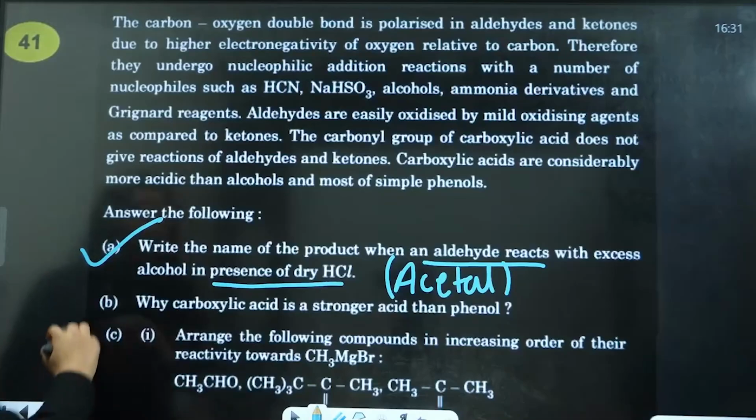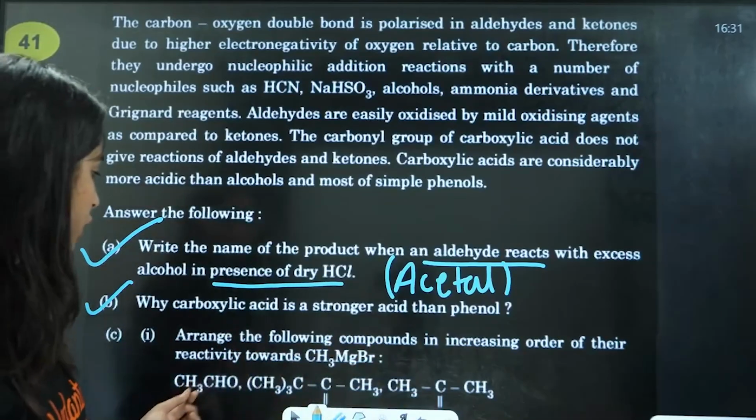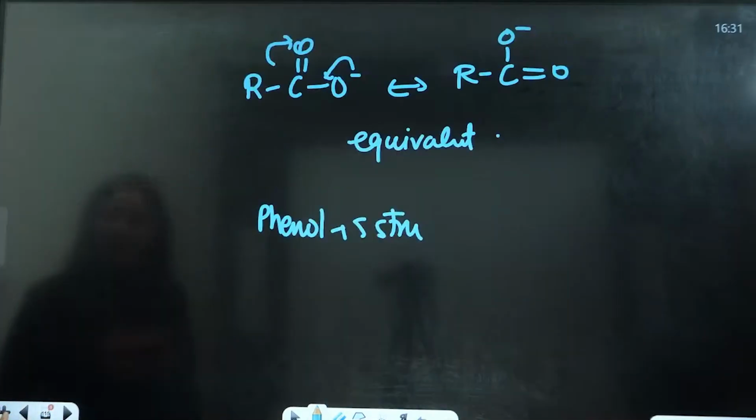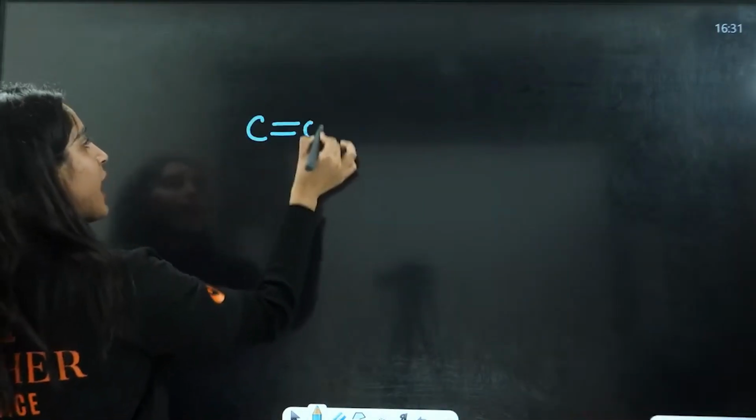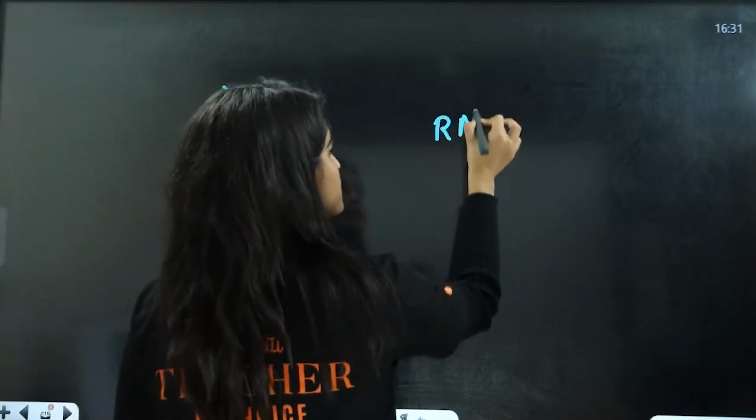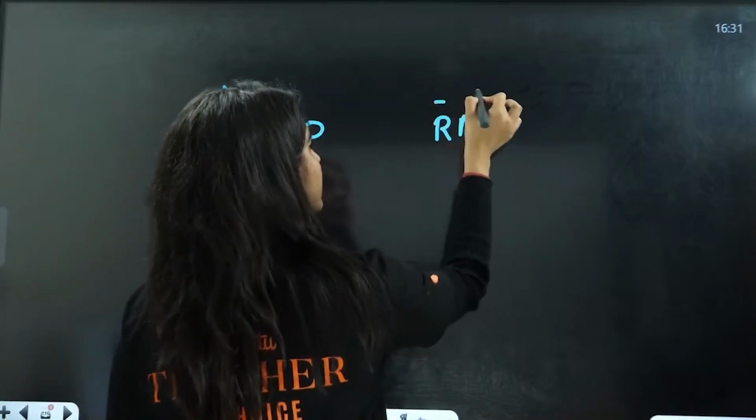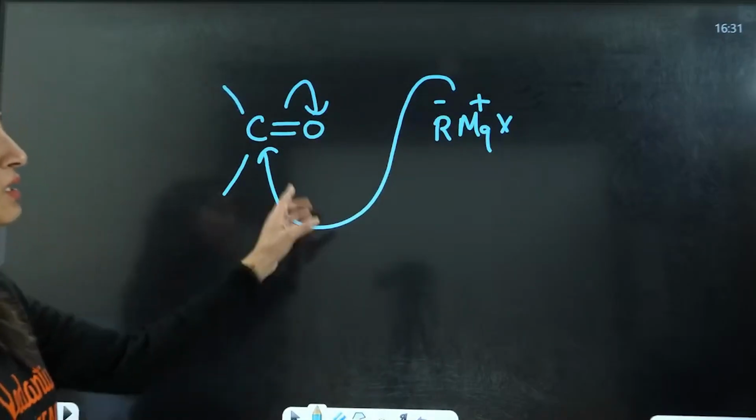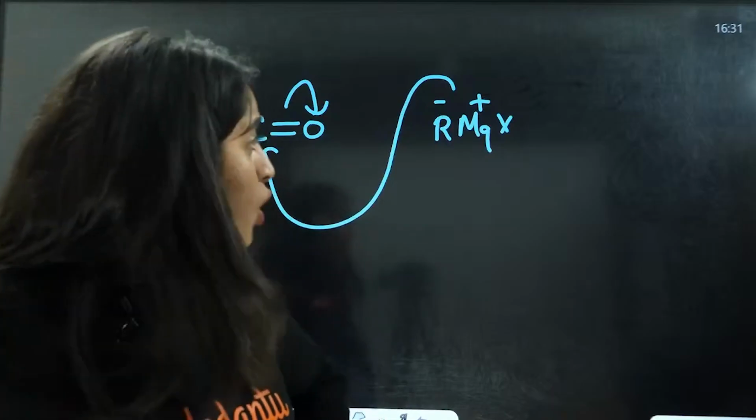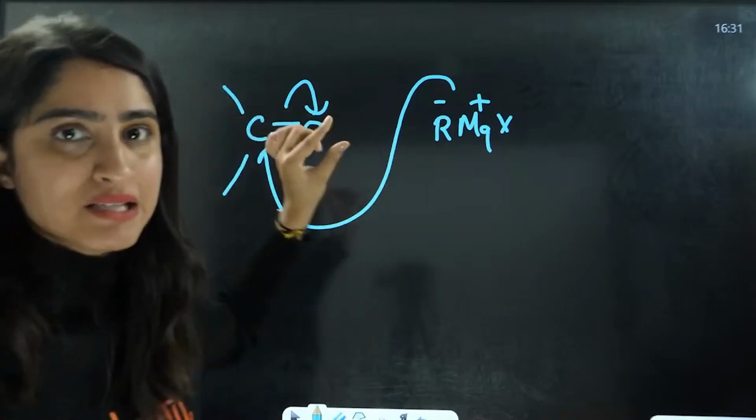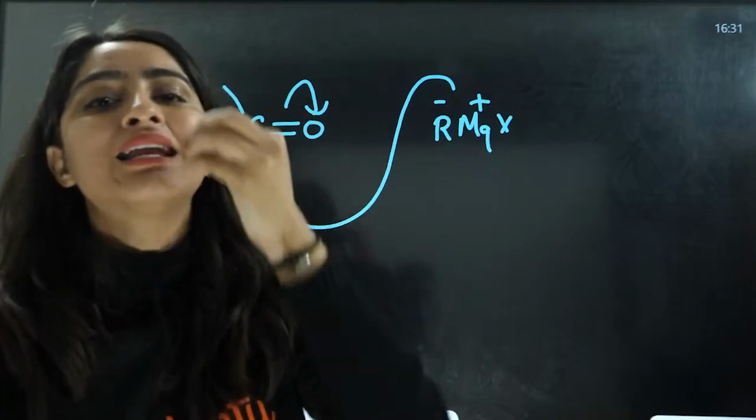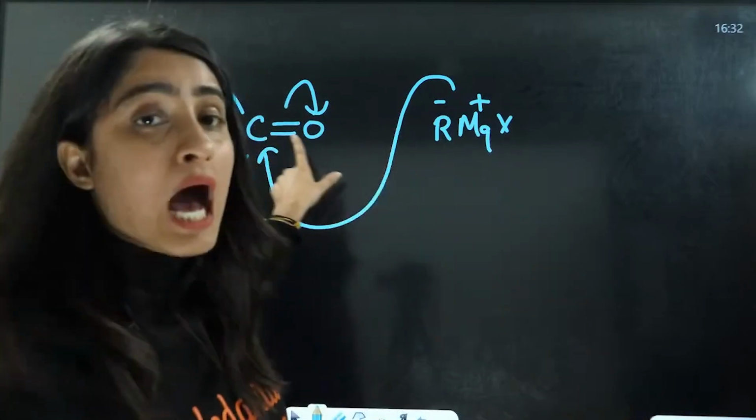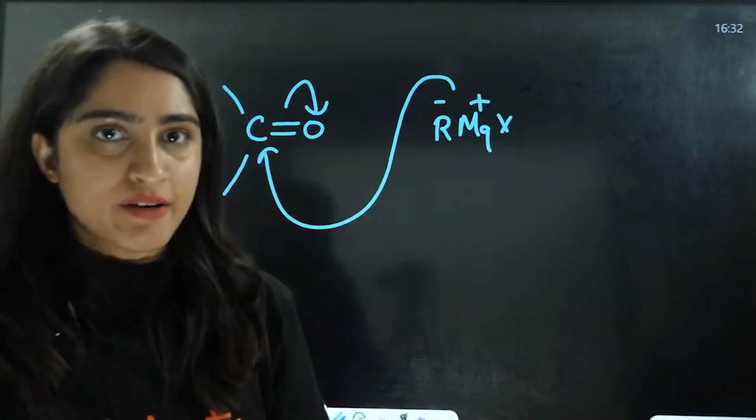Next we have: arrange the following in increasing order of their reactivity towards RMgBr. Always the reactivity is like this. In RMgX, this is negative, this is positive. It is going to attack here, the electrons are going to jump here. So the more the electron deficiency, that means the more the electrophilicity, the more the love for electrons for this carbon, the more the rate of that reaction.